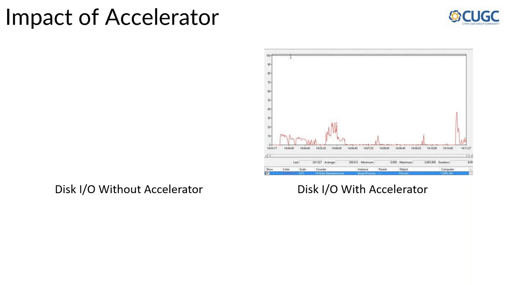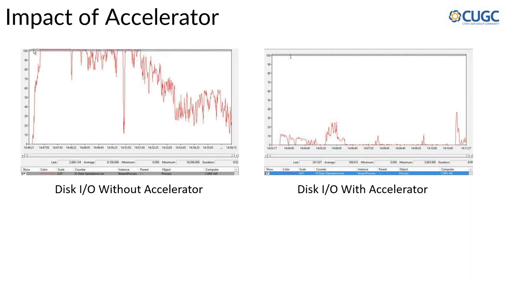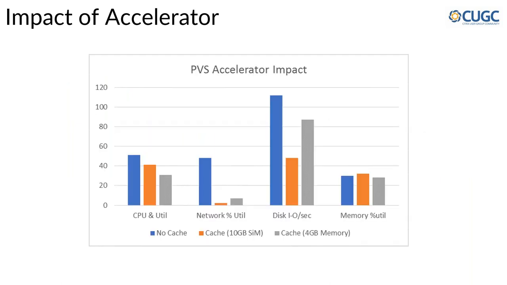Now, what's the impact of that for your particular environment? This is disk I/O. Without Accelerator, and maybe you haven't sized the memory properly, so you're going a lot to disk, that's a significant amount of disk I/O, but once Accelerator is enabled, the disk I/O drops down, and that's going to improve the performance of your PVS host. But where you really see it is in the network utilization.